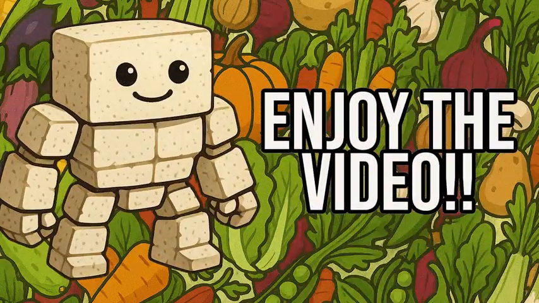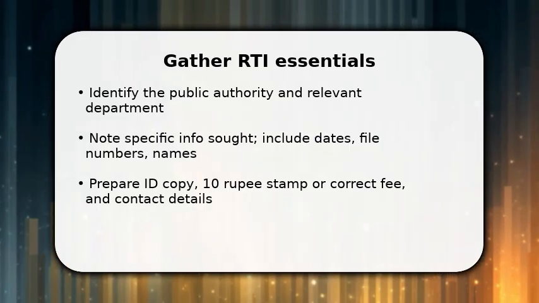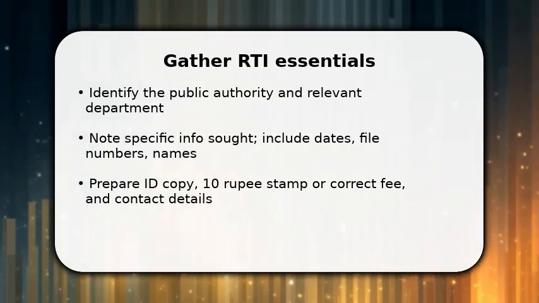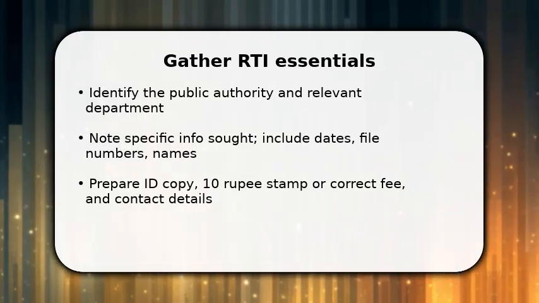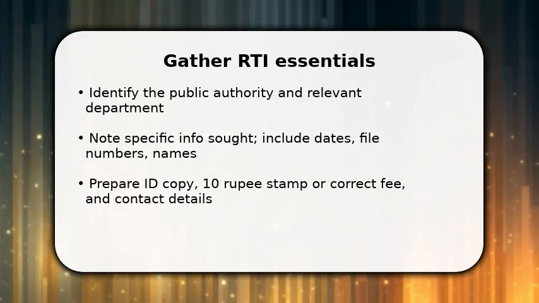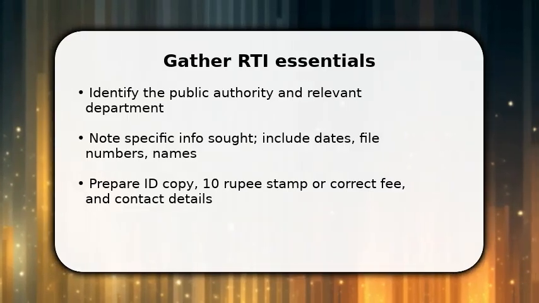Please enjoy the video. You begin by collecting everything required so your request is processed without delay. Start by naming the exact public authority and department. This directs your application. Then state precisely what you need: dates, file numbers, or officer names, because ambiguity causes refusals.